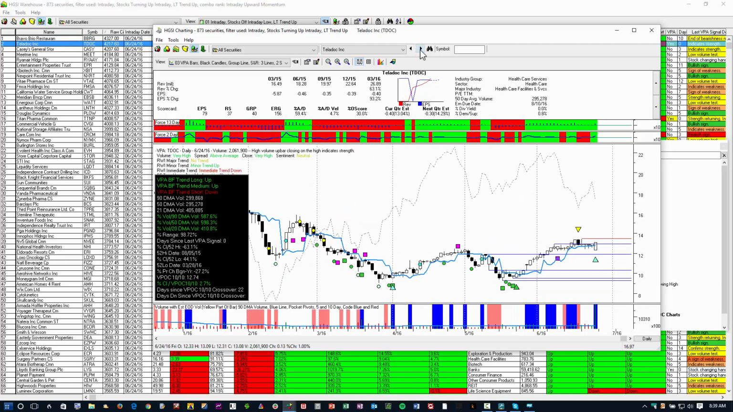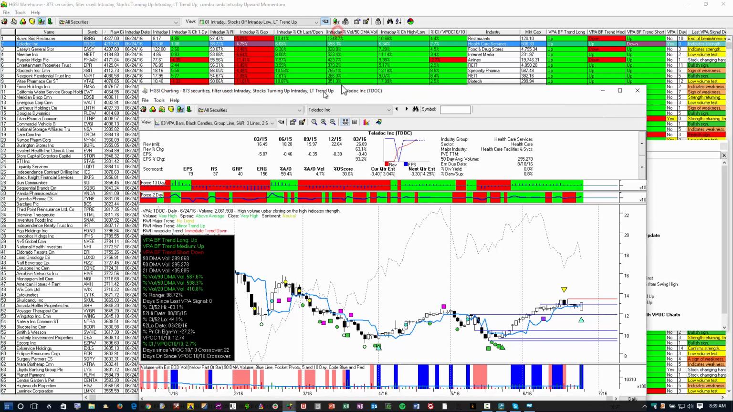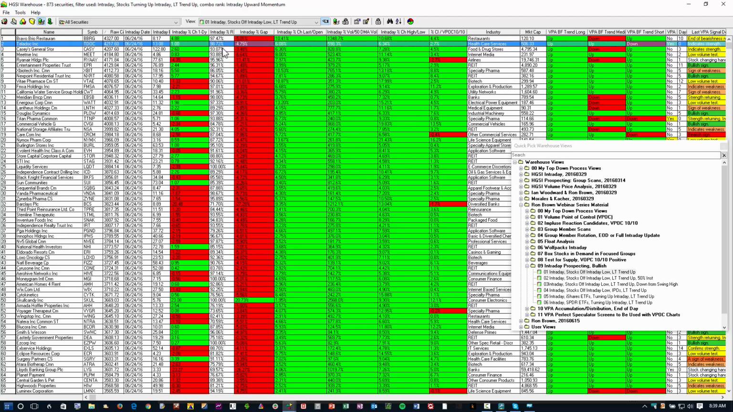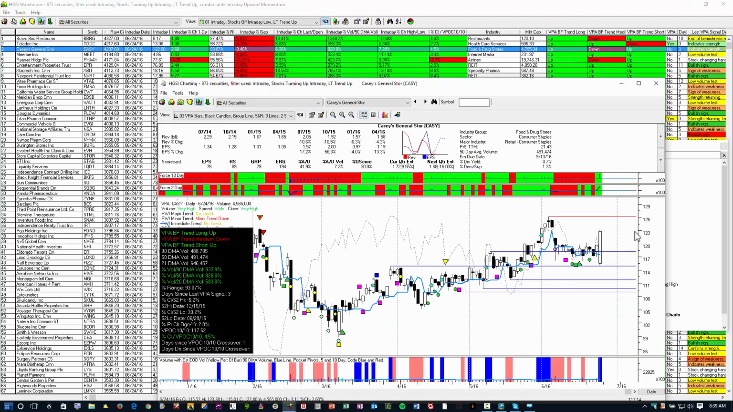Now here's another stock, TDOC, Healthcare Services, gapped lower, closed at or near its high. Right here you can see the intraday range, 98.72%. Look at Casey's General Store. Huge gap down. Buyers came into it immediately. A pocket pivot happened. Both force indexes are positive. That is a big move up 6.3% from its intraday low.